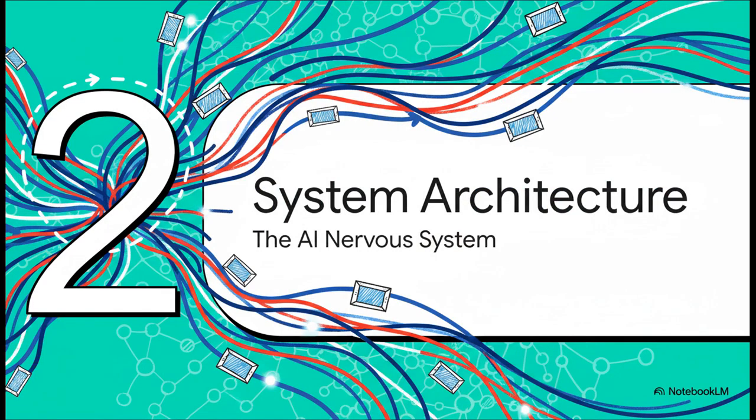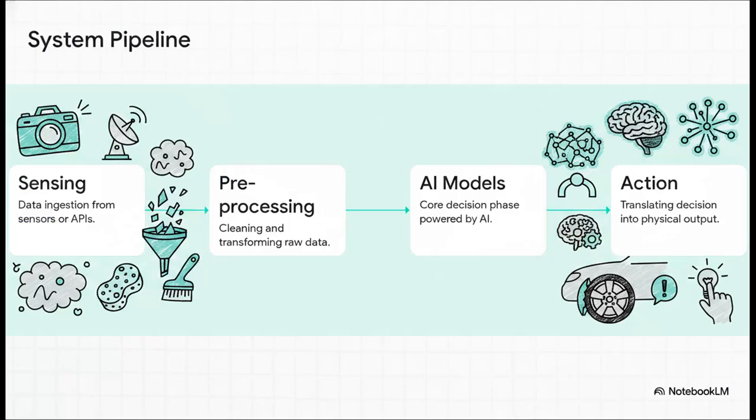Moving on to part two, the system architecture. Our source outlines a really specific four-step architectural pipeline. First up is sensing, or data ingestion. This could be physical cameras or maybe just scraping API data. Second is pre-processing, which is where all that raw, messy data gets cleaned up and transformed.